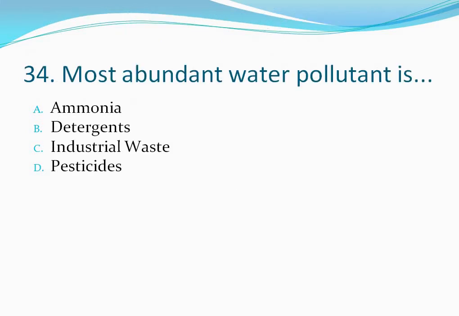Question number 34. Most abundant water pollutant is, your options are option A, ammonia, option B, detergents, option C, industrial waste, option D, pesticides. Most abundant water pollutant is industrial waste. Let's move to the next question.